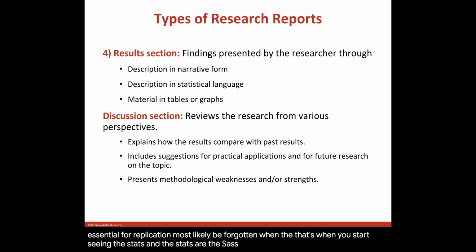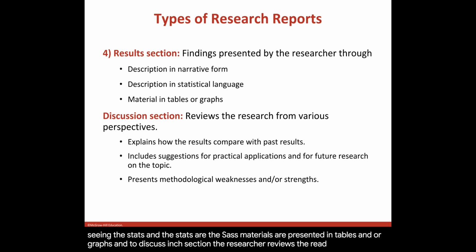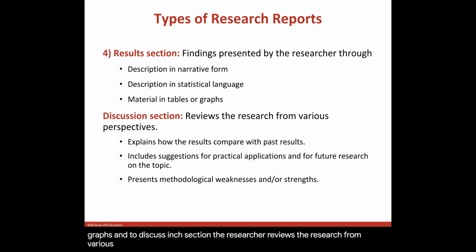In the discussion section, the researcher reviews the research from various perspectives. Do the results support the hypothesis? If they do, the author should give all possible explanations for the results and discuss why one explanation is superior to another. If the hypothesis has not been supported, the author should suggest potential reasons. What might have been wrong with the methodology, the hypothesis, or both?